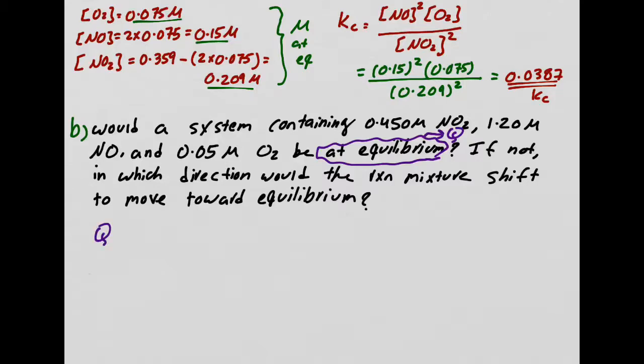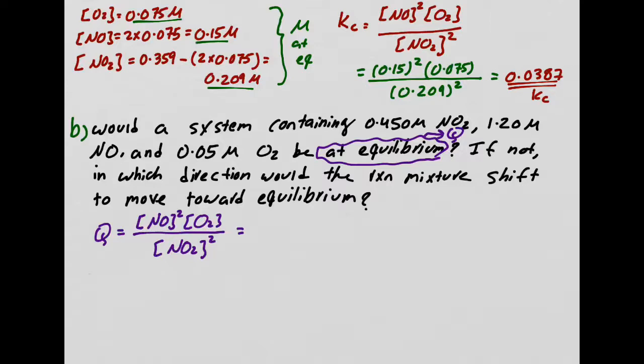And then compare Q to K. So every time they're asking you, are you at equilibrium, you have to figure out Q. And if you remember, Q was exactly the same formula as K: concentration of product over concentration of reactant. Okay, exactly the same as K. Now let's put it in.